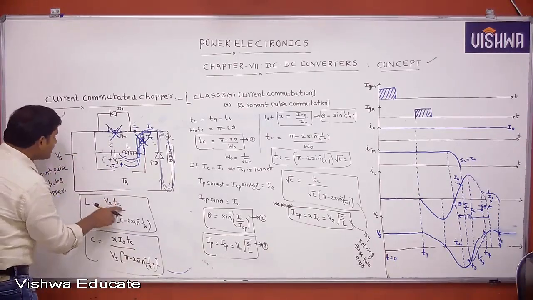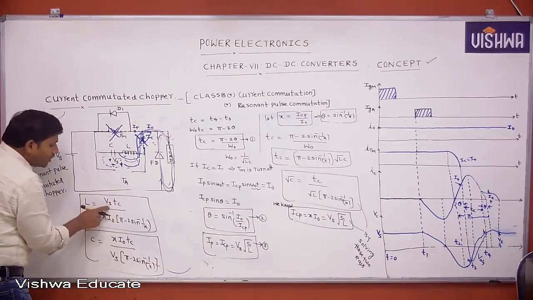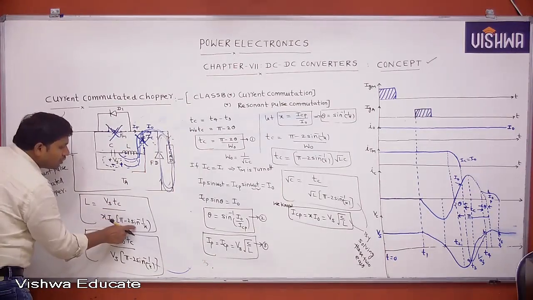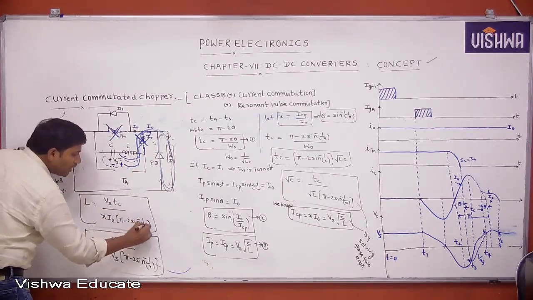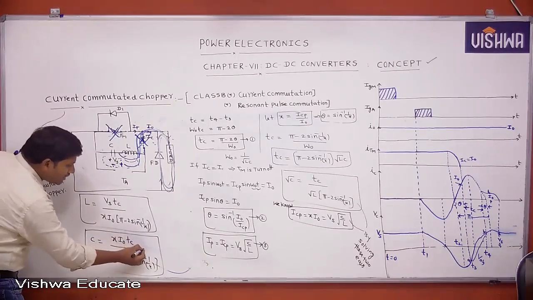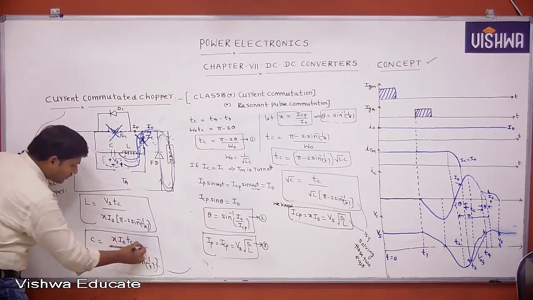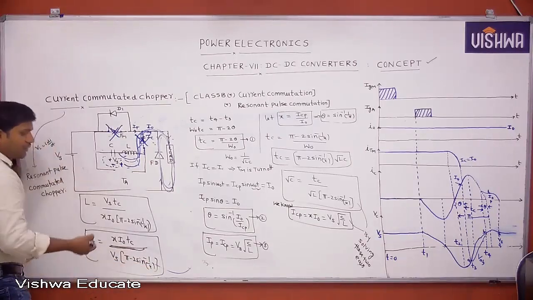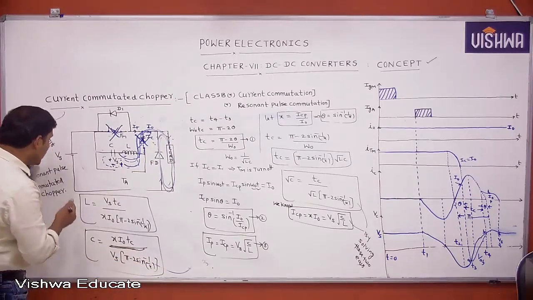L equals Vs into Tc by X I naught into (pi minus 2 sin inverse 1 by X), and C equals X I naught Tc by Vs into (pi minus 2 sin inverse 1 by X), where Tc is the circuit turn-off time. This is the commutating inductor.